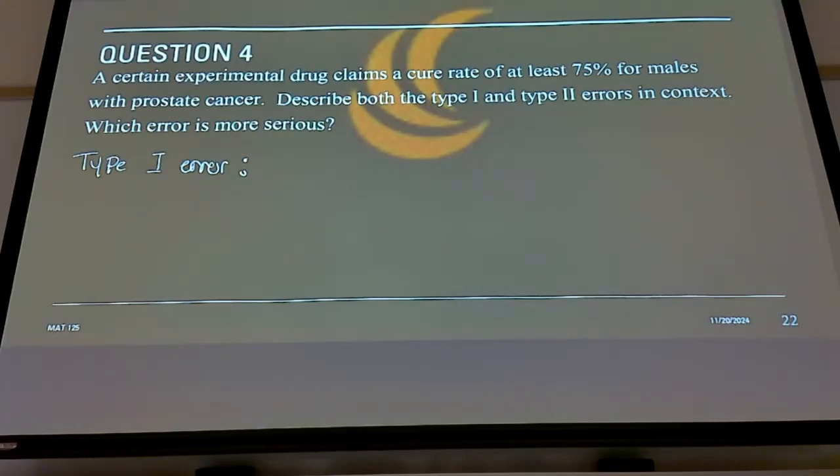So remember what a type 1 error was. That's when the null is true and you reject it, and type 2 is when it's false and you fail to reject. So type 1 is rejecting the null when it's true.